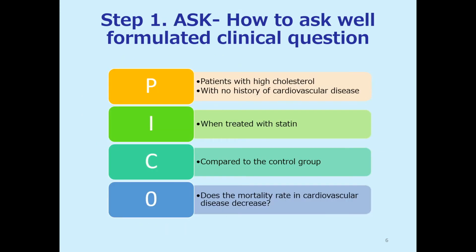Let's use the PICO acronym to simplify the important parts. P is for patient problem. Here the patient problem is a patient with high cholesterol with no history of cardiovascular disease. The intervention is treatment with a statin, and the comparison is the control group who doesn't use statins, and the outcome is: does the mortality rate in cardiovascular disease decrease?